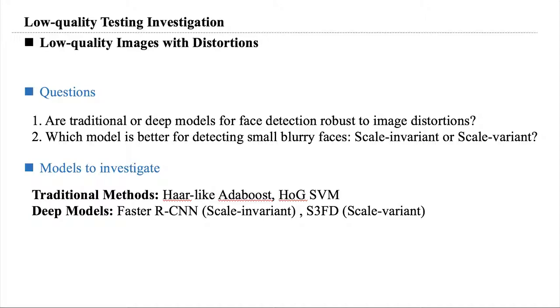So here are 2 questions we consider. Are the traditional or deep models for face detection robust enough to image distortions? And which model is better for detecting small blurry faces, scale invariant or scale variant? We select 2 traditional methods, the Haar-like AdaBoost and Huang SVM, as well as 2 deep models, Faster RCNN and SFD.